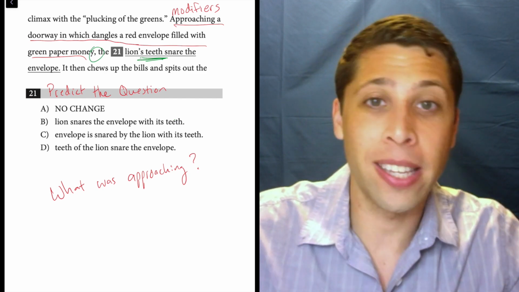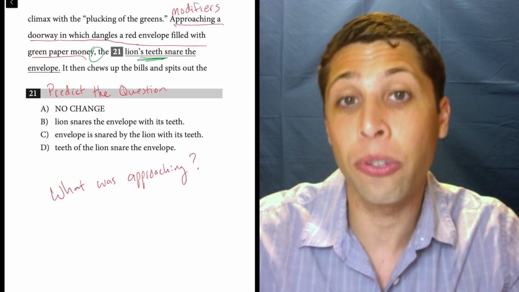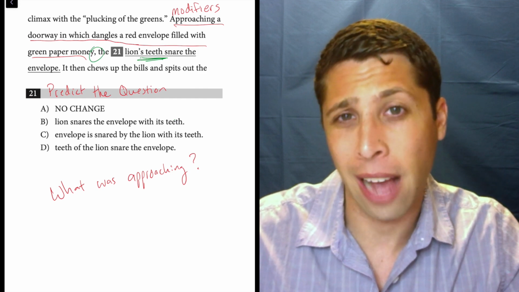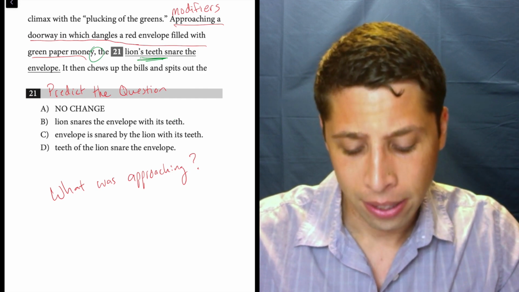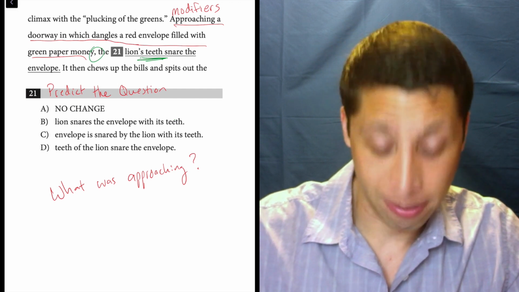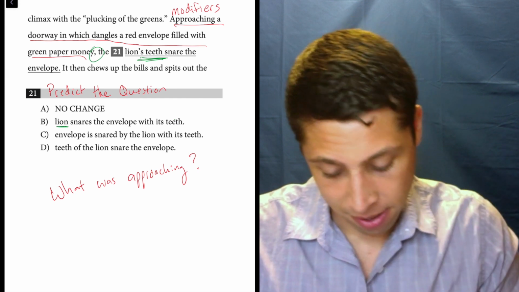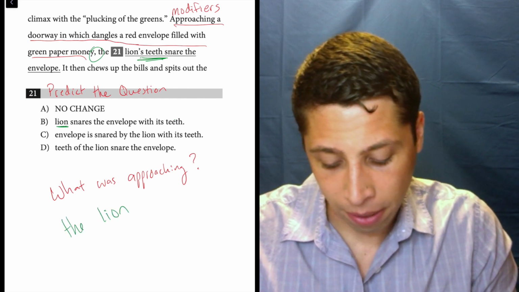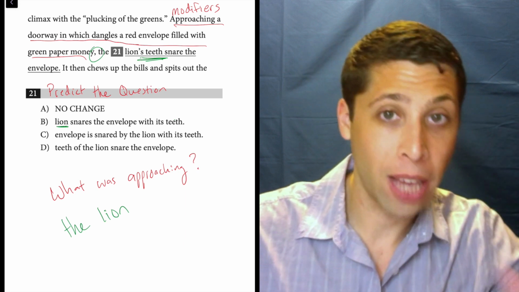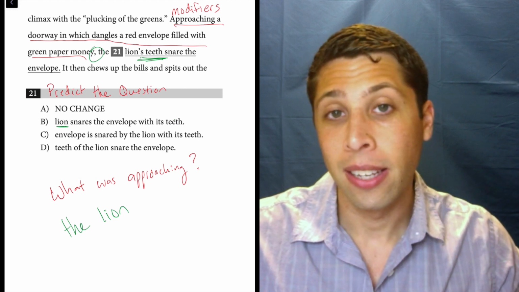This is a way that the SAT tries to trap us, especially on modifier questions: they use apostrophes to kind of distract us from the main topic of what we're talking about. Compare that to B, where it just says, the lion. This is saying what we needed to say. What was approaching the doorway? The lion was. The lion needs to be the first thing, not the lion's teeth, just the lion as a whole.